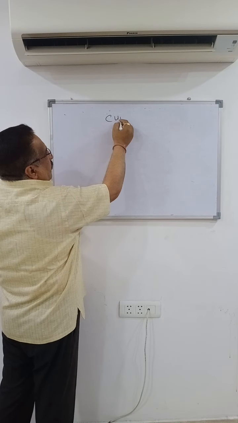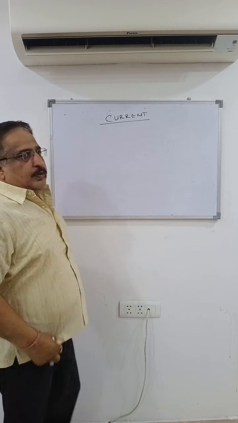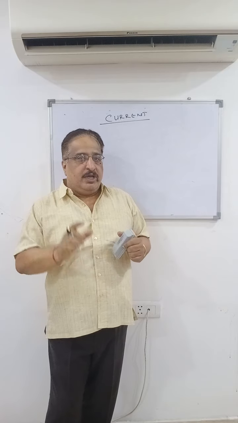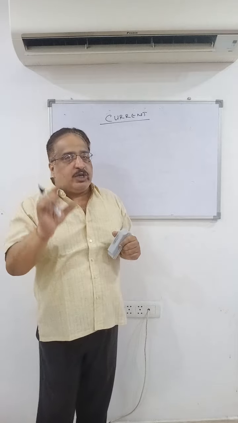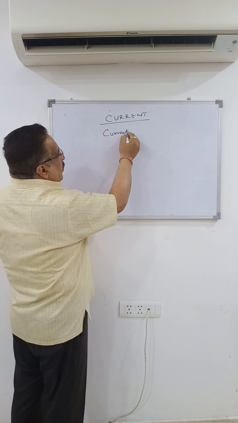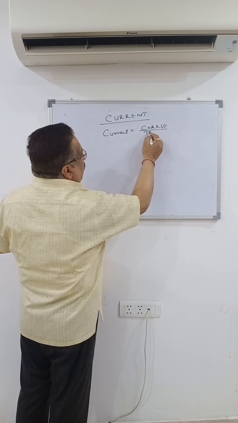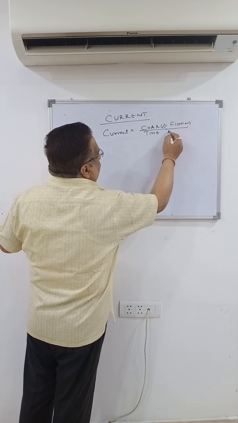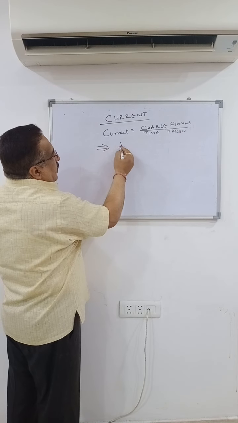What is current? Charge flowing through a point per unit time. Charge flowing through a point per unit time is called the current. So what is current equal to? Current is equal to charge upon time, that is, charge flowing upon time taken. It is denoted by I.